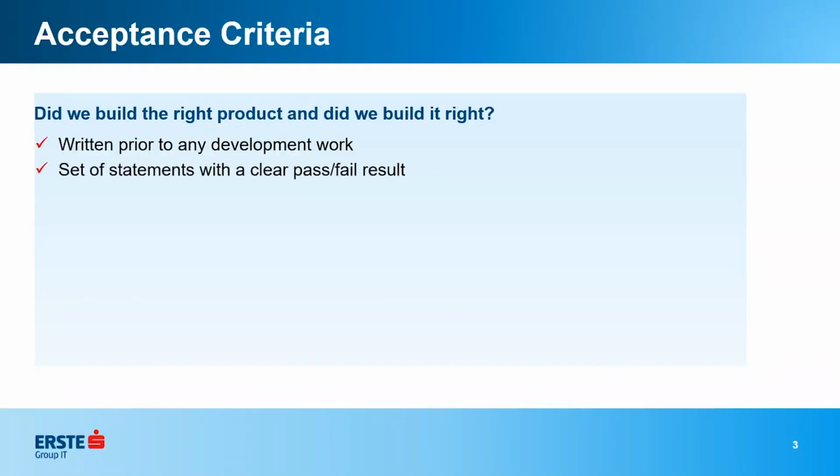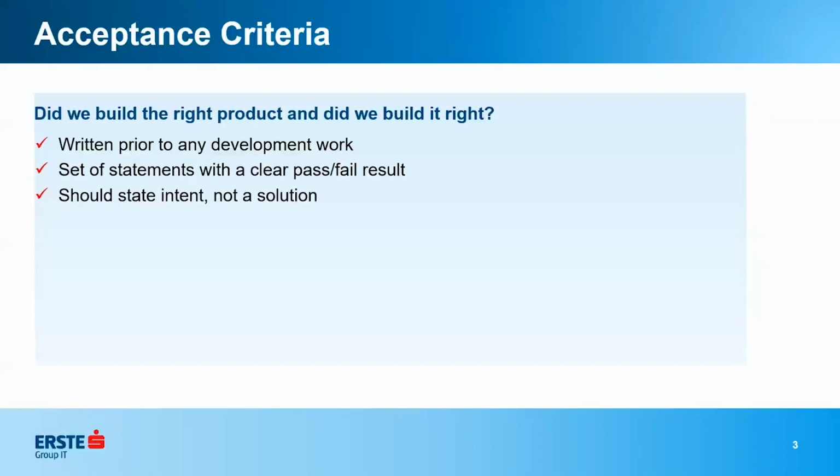And the acceptance criteria should be a set of statements with a clear pass-fail result. You should be able to look at it when the story is done and say, okay, did this happen? Yes or no? And if it's no, then the story is not done. If it's, when I click here, then I click here, then this happens, and that's not happening, then the story's not done and the acceptance criteria hasn't been met. So it shouldn't be anything vague or unclear. You should be able to easily see, is this done or not? And that will make your life much easier.